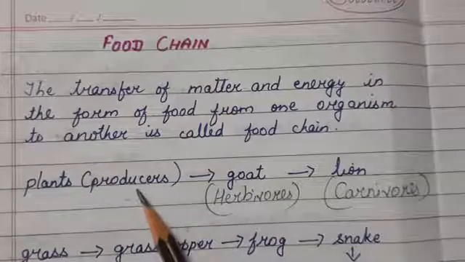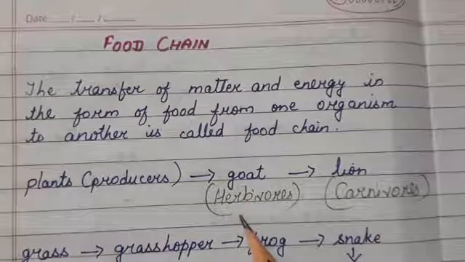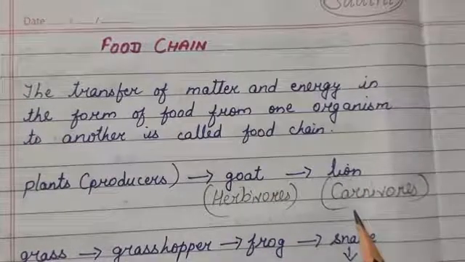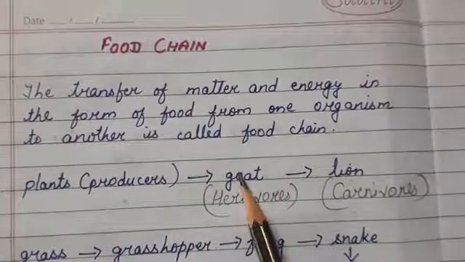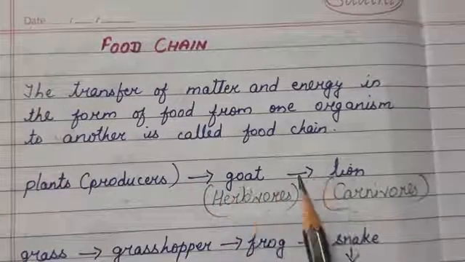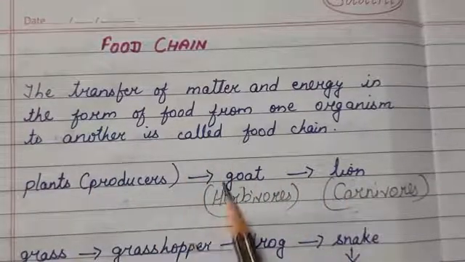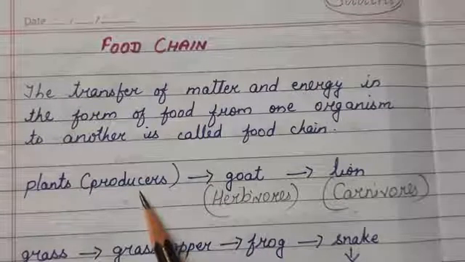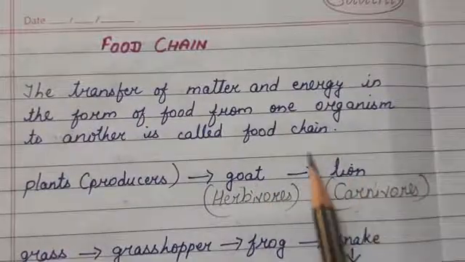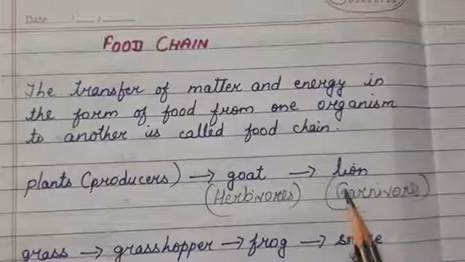So the first example is, the plants are eaten by a goat. What are goats? Goats are herbivores. This goat is eaten by a lion. Lions are carnivores. So every time they are eating one another, you can see that it is the food of one animal, for another animal, and it is creating a chain. And when they are eating one another, the energy is transferred from goat to the lion. Okay, so this transfer of matter and energy in the form of food is called a food chain.